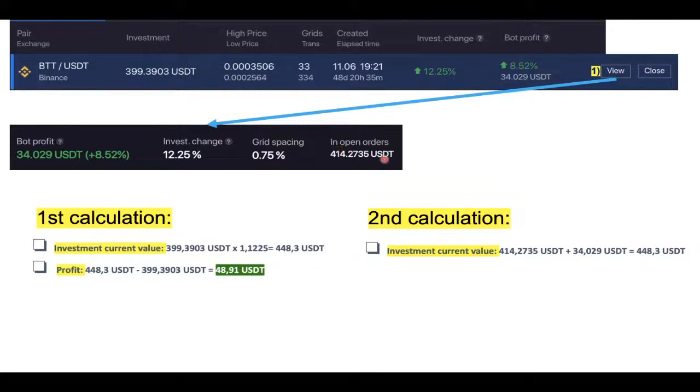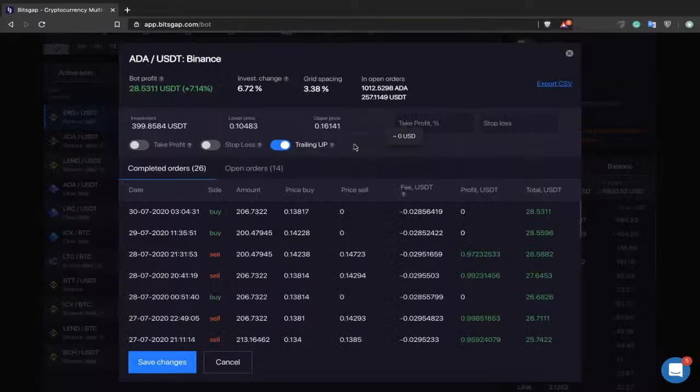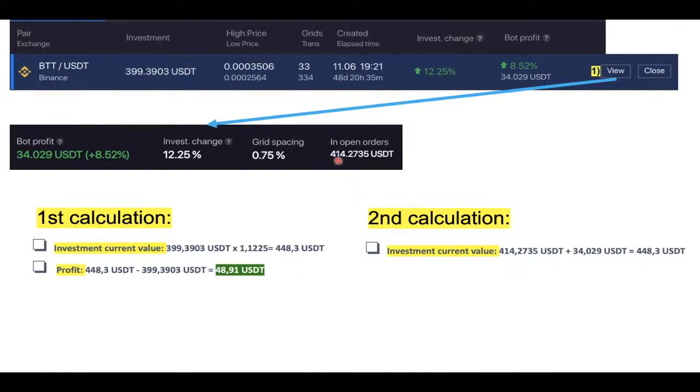the open orders amount. So when you click on view over here, you see that you have some open orders. In this case, I have base currency in open order, so that means that's the amount currently frozen in sell limit orders, and that's the amount of USDT currently allocated in buy limit orders. But in this example, I have only the quote currency left. So what I mean here is that I take this amount and simply add the bot profit. So that's the same value I get if I use the first calculation, the same profit.